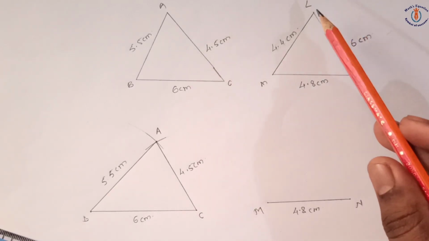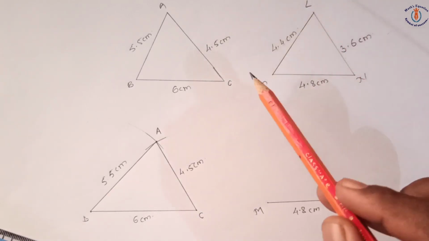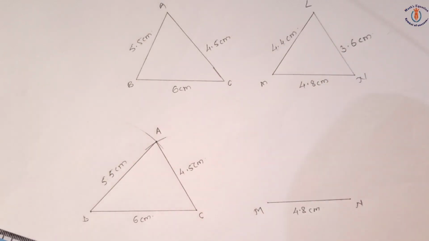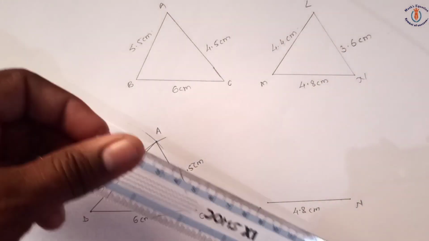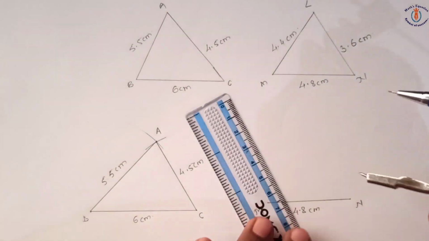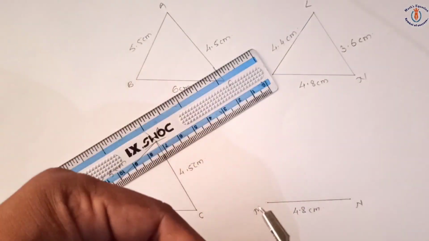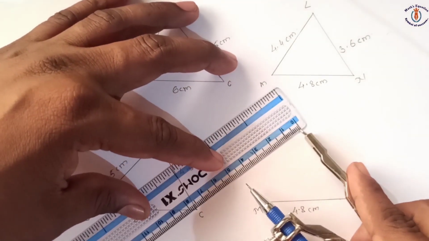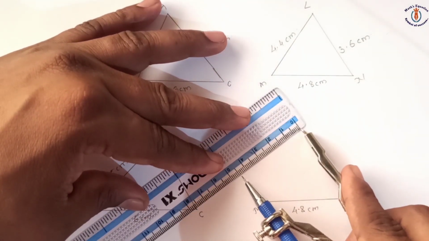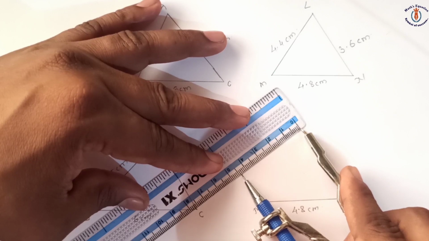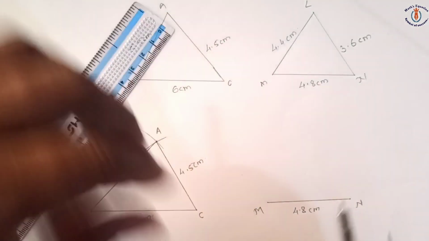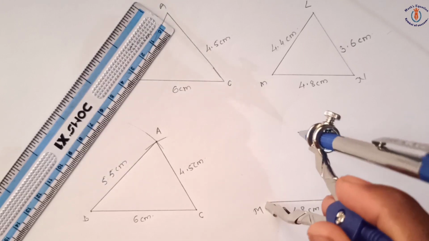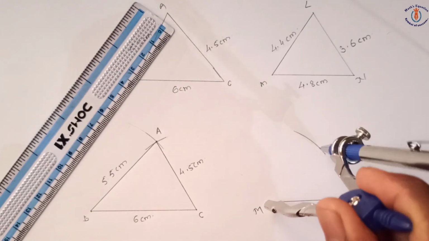Now vertex L of triangle LMN is at 4.4 centimeter from the point M. So let's take that 4.4 centimeter like this. 0 is here. So 4.4 centimeter exactly here, and hold this compass on point M and make one arc like this.